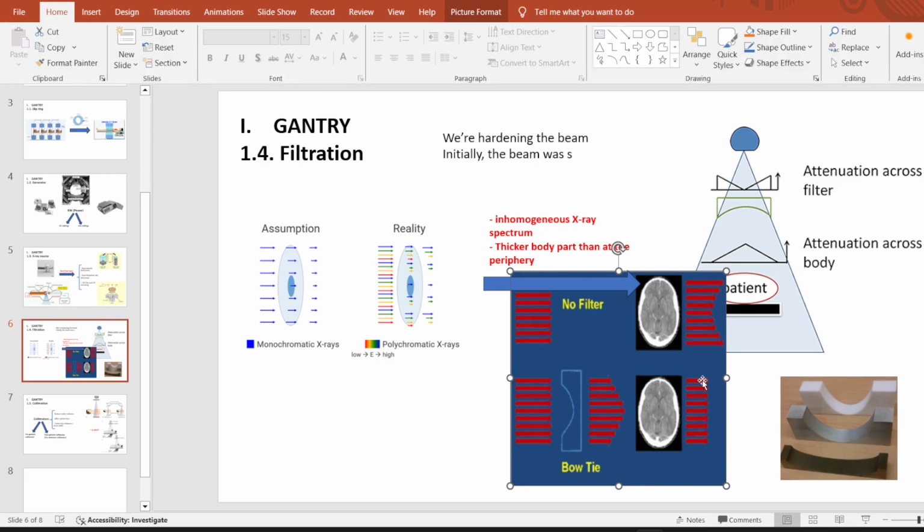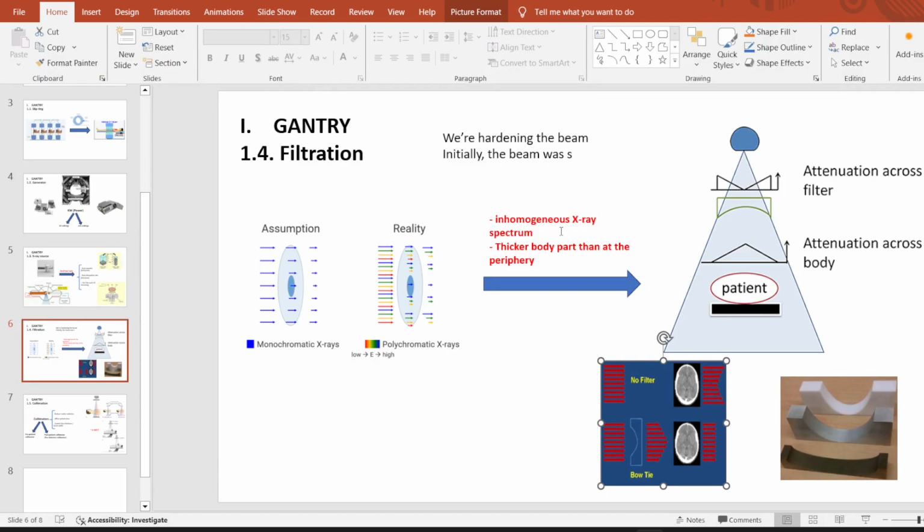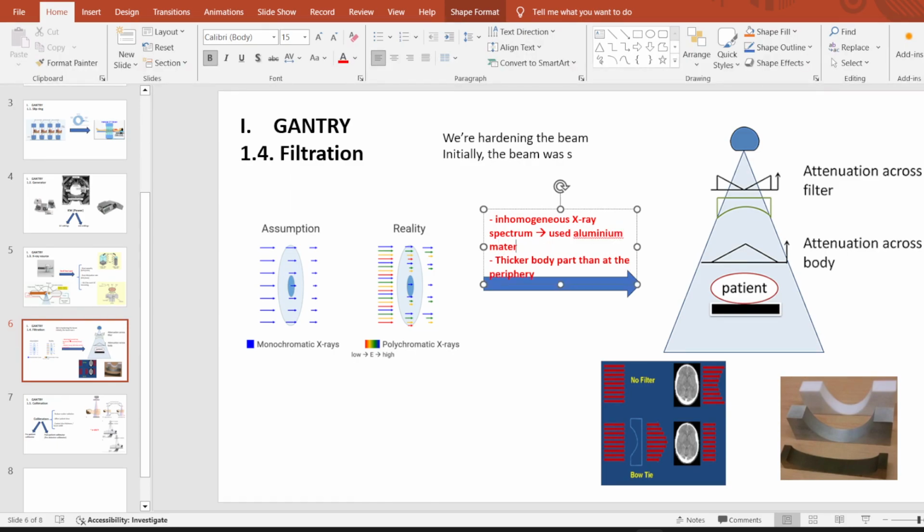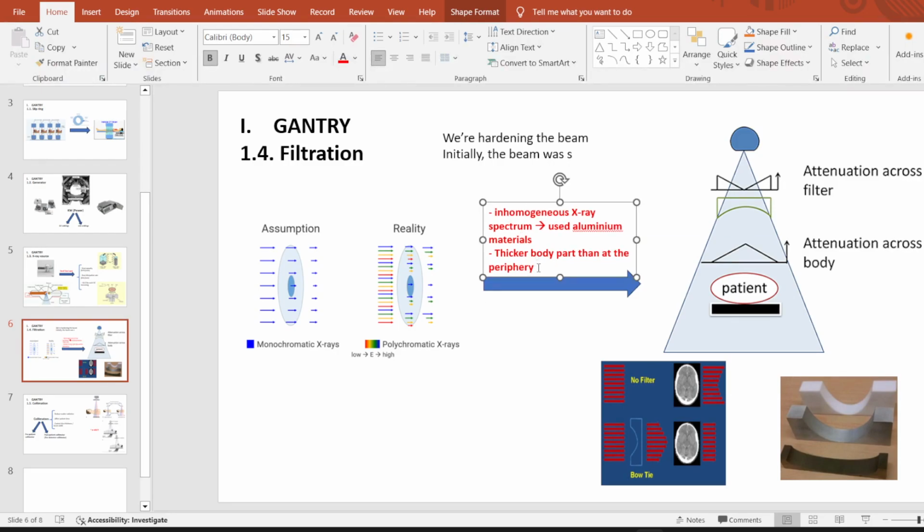My friend, two main reasons. Let me have a conclusion for you. First of all, in a homogeneous X-ray spectrum, in this case, we use a kind of material, aluminium, to minimize as much as possible the polychromatic X-ray phenomena. And the second thing, that's the reason why we need to use filtration, especially the bow tie filtration: because of the nature of our body, the middle body part is thicker than the peripheral part. That's all.